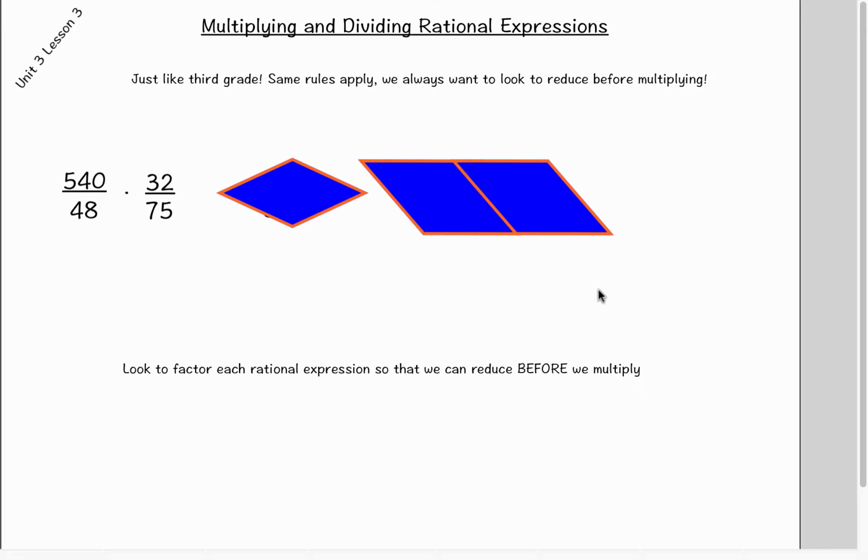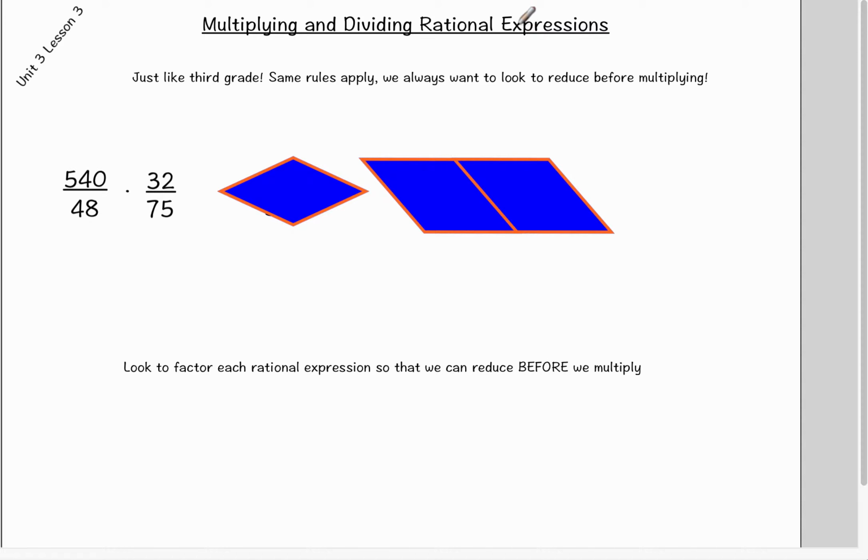Okay, so we're moving on to multiplying and dividing rational expressions today. First thing you need to know is that rational is a fancy word for fraction. So yes, we are going to be multiplying fractions again. Of course, we are not going to be multiplying number fractions, but algebraic ones.